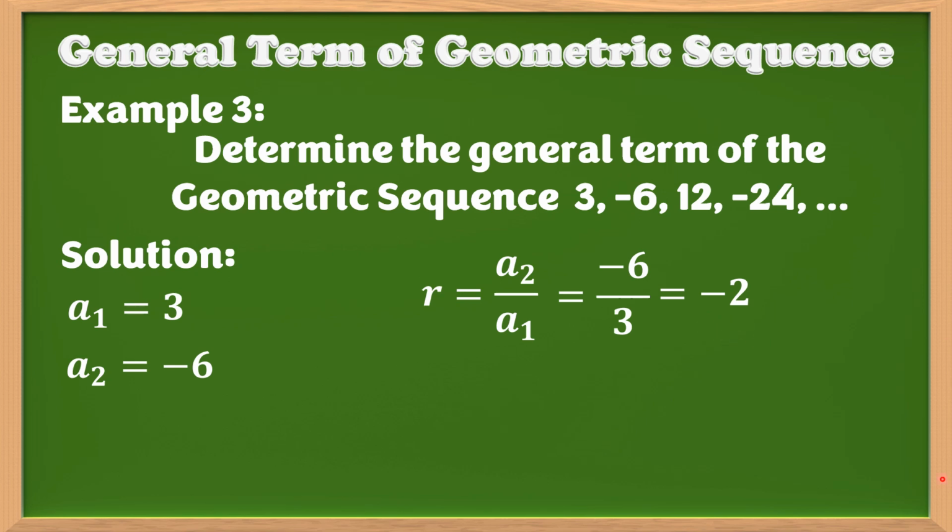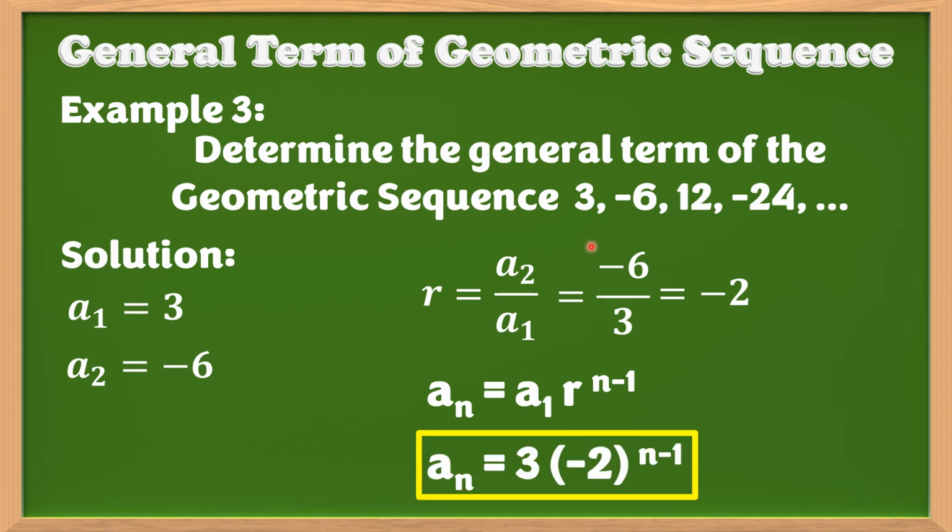Next, for the general term of the geometric sequence, we have a sub n equals a sub 1 times r raised to n minus 1. We change a sub 1 into 3 and r into negative 2. So therefore, the general term of the geometric sequence 3, negative 6, 12, negative 24, and so on is a sub n equals 3 times negative 2 raised to n minus 1.